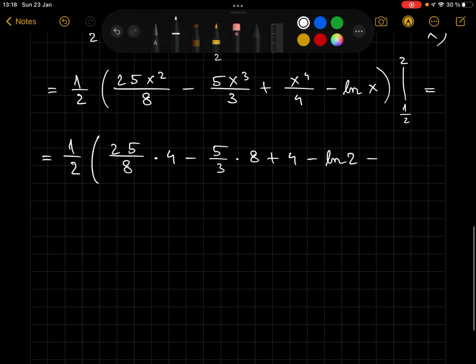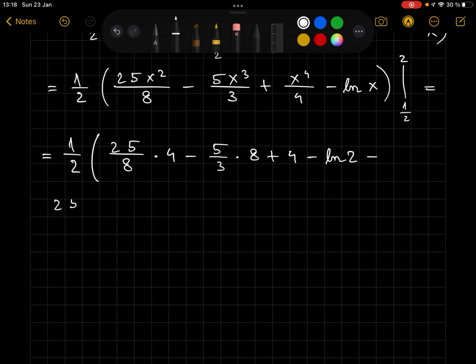And then we're going to switch the signs right away. Minus 25 over 8 times 1 over 4 plus 5 over 3 times 1 over 8 plus 1 over 16 plus 1 over 64 minus ln of, okay, sorry, we're going to have a minus here and a plus here, minus here, plus here, plus ln of 1 over 2.